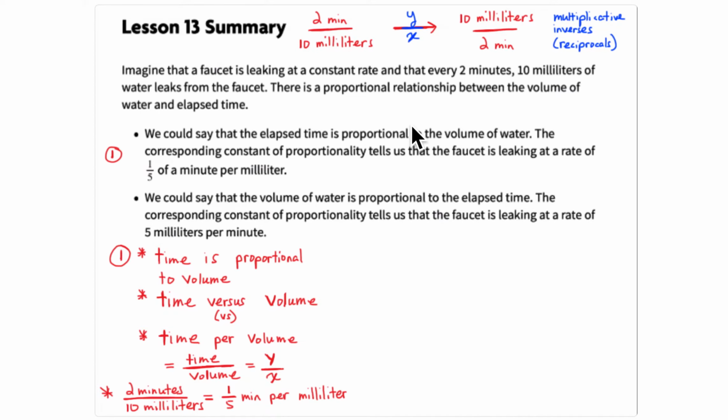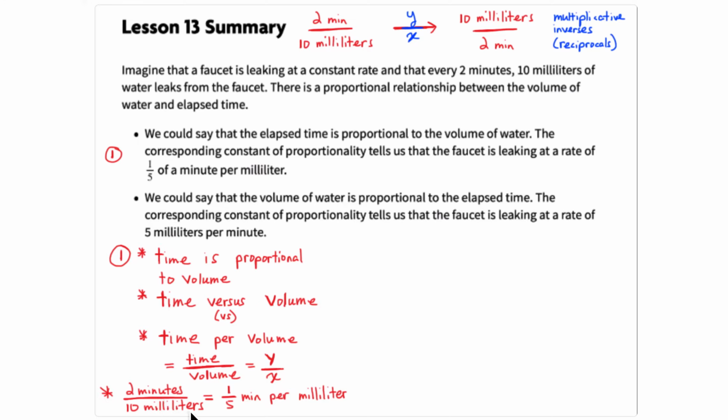So the first situation is that the elapsed time is proportional to the volume of water. So when you say time is proportional to volume, that means that time is on the y-axis, or is the y-coordinate, and volume is on the x-axis, or is the x-coordinate. So that simplifies to 1/5 minute per milliliter. The beginning information is 2 minutes, is right here. Start out at 2 minutes per milliliter.